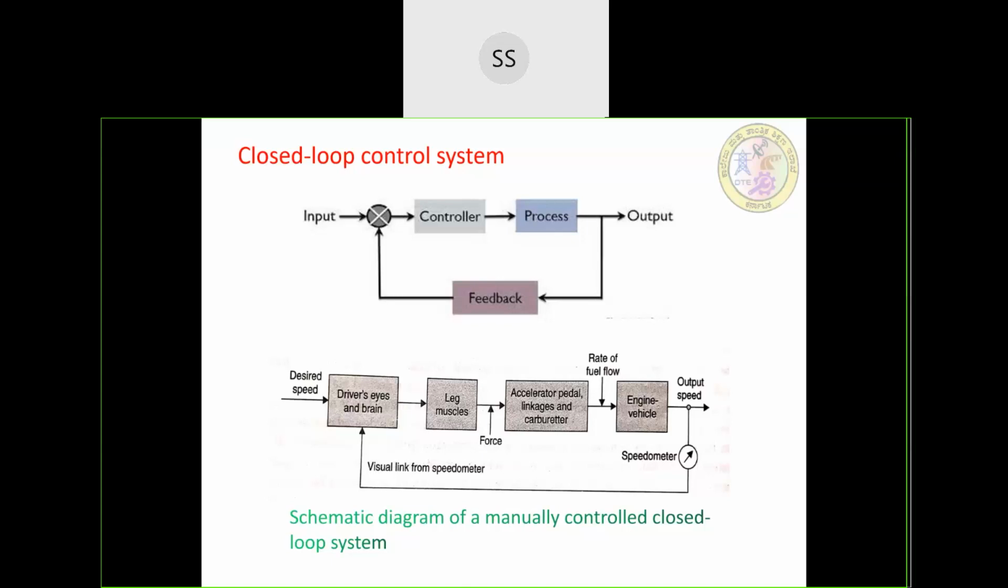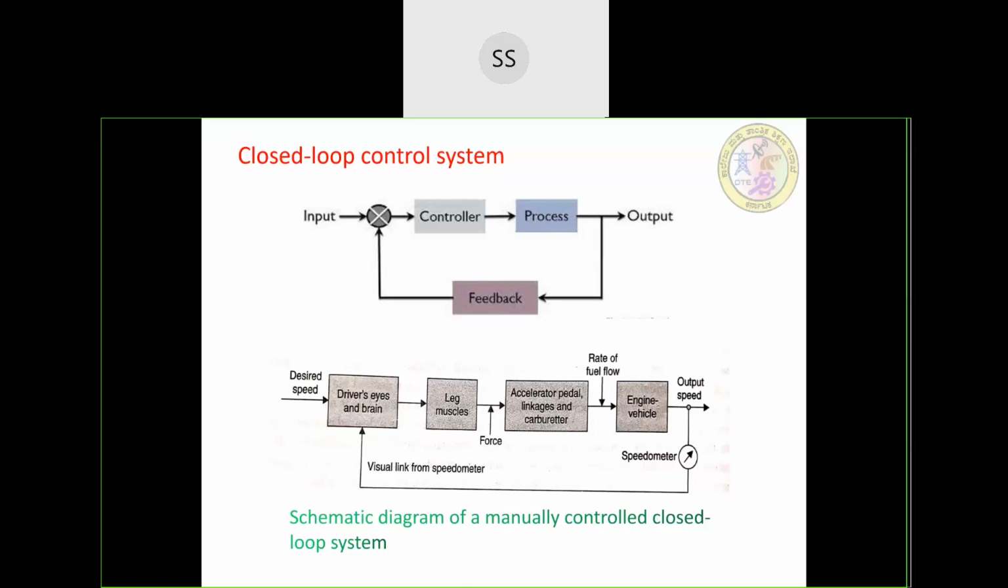Here the driver's eyes and brain form the first block. Then the signal from that block goes to the leg muscles, and then there is an accelerator pedal, linkages, engine, and vehicle. So this is one forward path. You can imagine driving an automobile where you want to achieve a desired speed, say around 60 kilometers per hour.